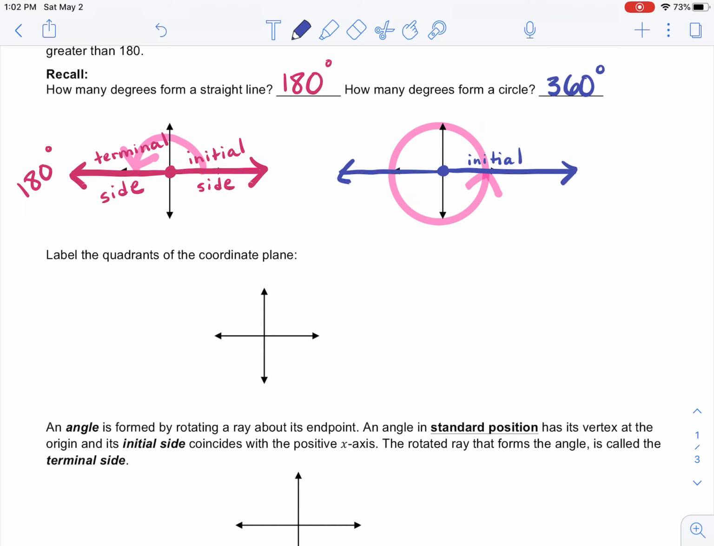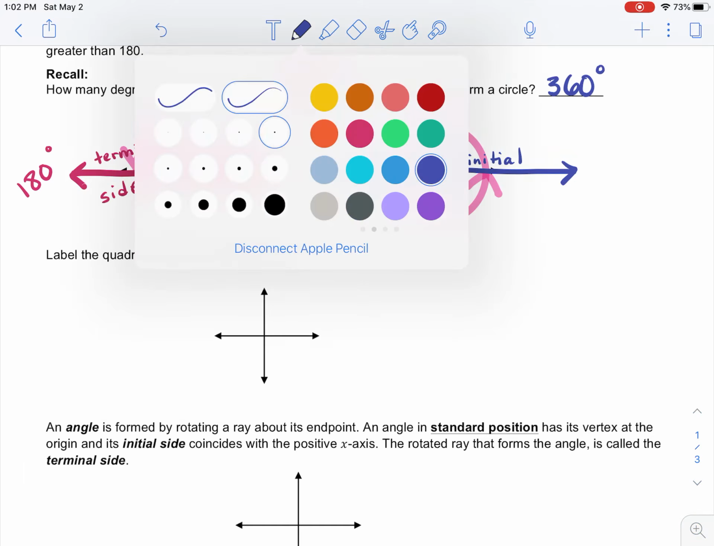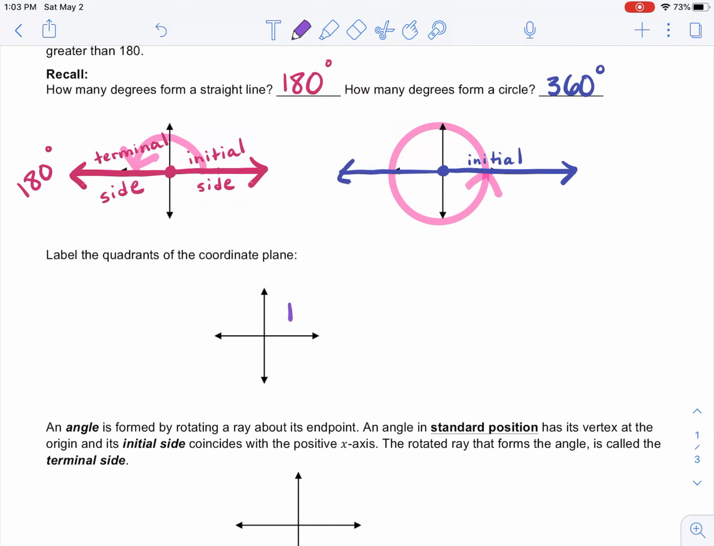So the next question says label the quadrants of the coordinate plane. So remember that we always start in the top right. We use Roman numerals to label quadrants. So we have quadrant 1, 2, 3, and 4. And notice that we go counterclockwise. So I want you to think about starting on that positive x-axis and then moving counterclockwise. Quadrant 1, 2, 3, 4.